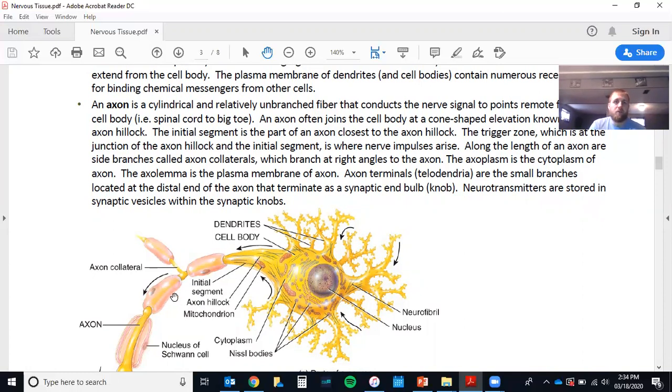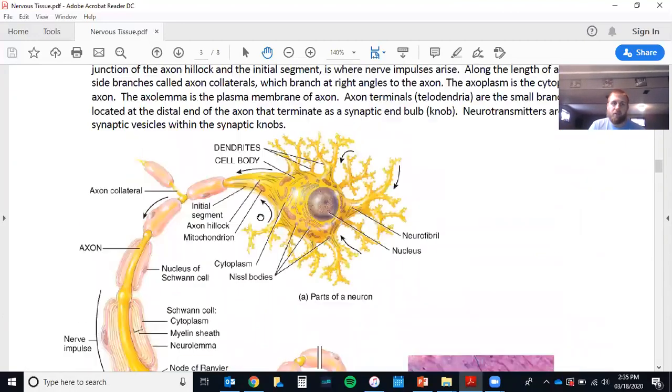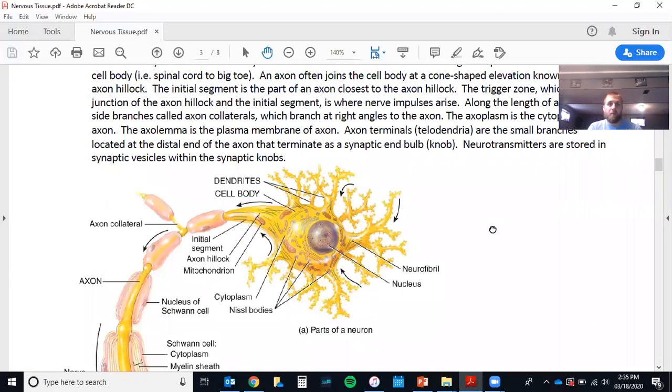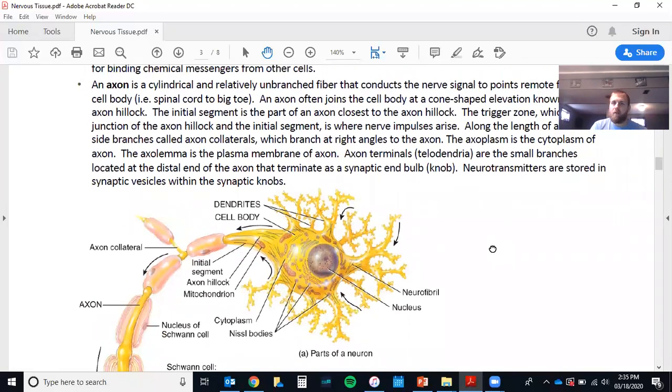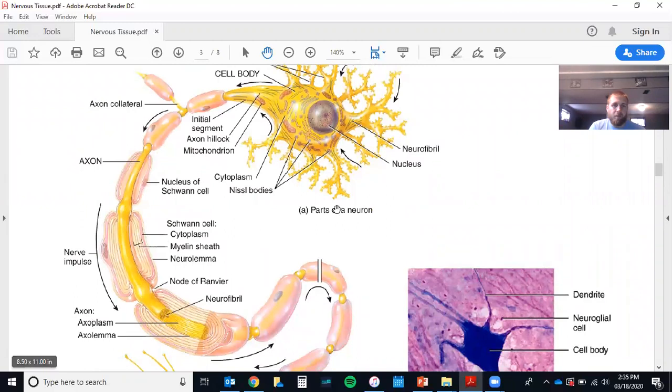In some cases, axons do have right angles branching off. We'll call these axon collaterals. We show one here. What's not illustrated would be the fact that an axon is going to continue going off in the same direction, just like it is here. So all this stuff, including these branches, would be going off in that direction as well. Talk about those branches here in a second. The axoplasm is a fancy name for the cytoplasm of an axon. Axolemma is a fancy name for the plasma membrane of an axon. You can see those things are labeled down here.